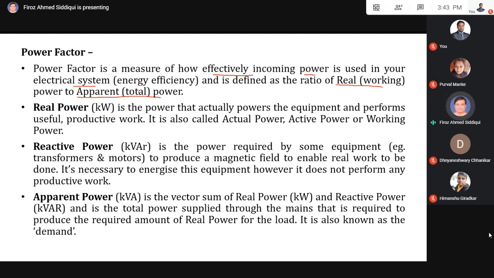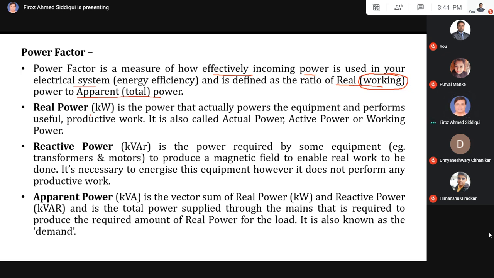Apparent power means total power, and real power means the working power, the power required by the circuit when we are supplying the power to it. जितना पावर उसको वर्क करने के लिए लग रहा है, that is the real power and apparent power. ये हम अभी डिफरेंस आगे समझेंगे, what is meant by the real power and what is meant by the apparent power.